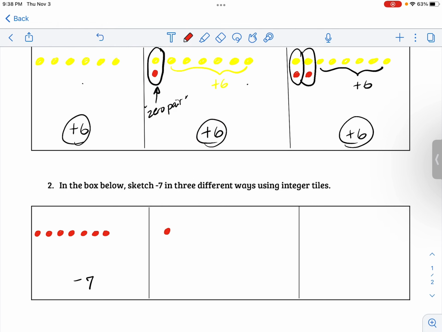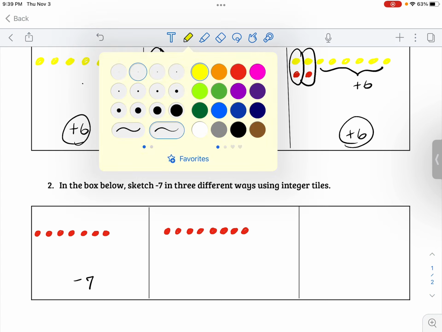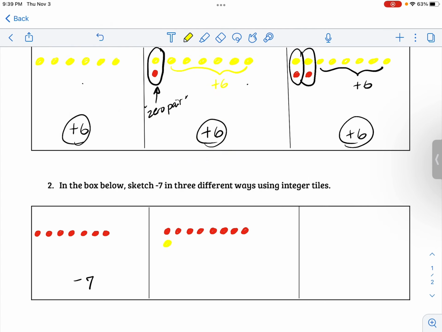Now, does it matter if negative or positive are on top? No, it doesn't matter. But again, I encourage you to make sure that you're lining up your tiles vertically so that the zero pairs can be easily circled out. I need to go 8 here. And then I'm going to circle out the zero pair here. So then this, I know I'm left with 1, 2, 3, 4, 5, 6, 7. This is also representing -7.